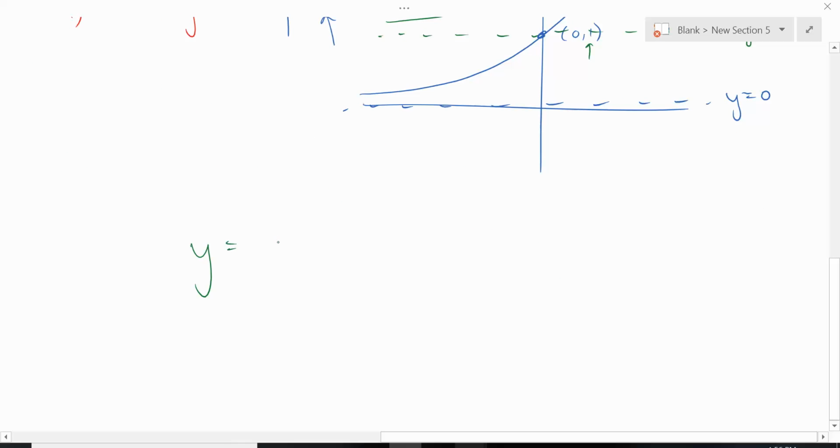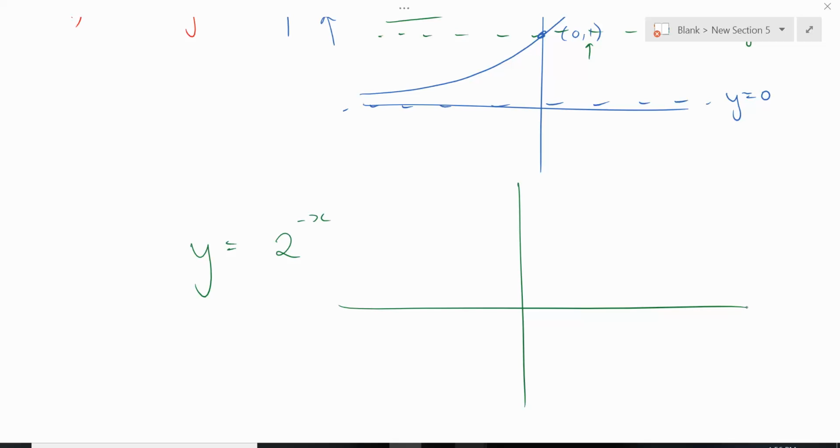Y equals 2 to the power of negative x. What does the negative x do to the graph? What does it do, Yasmin? With the negative to the x, what does that do? Not sure? Next one, Anna.